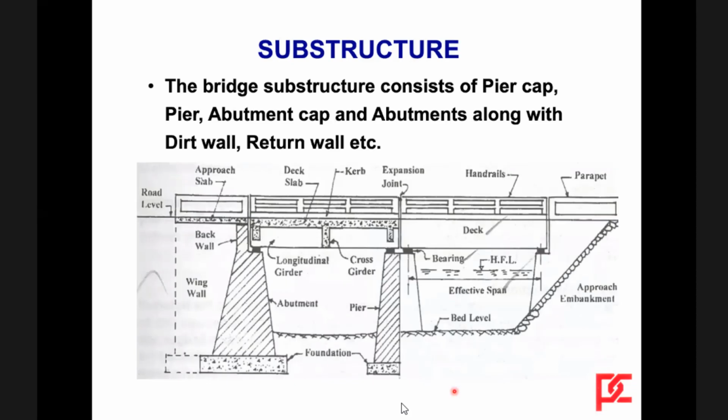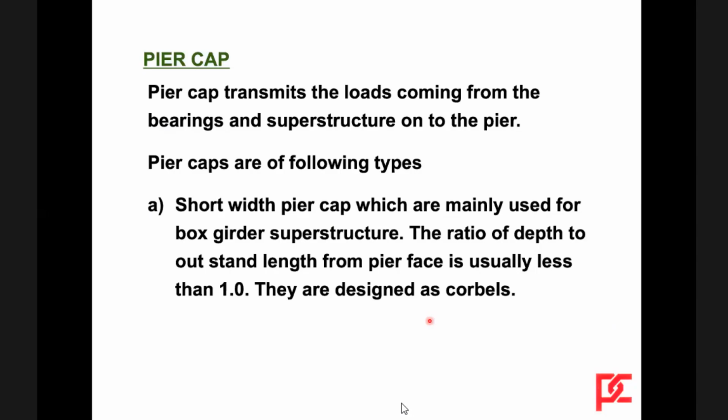Then from the foundation, now we come to the substructure. Bridge substructures consist of pier cap, pier, abutment cap, and abutments, along with dirt wall, return wall, etc. A typical one is shown here, with all these components. Then pier caps, which are a part of the substructure, transmit the loads coming from the bearings and superstructure to the pier. Pier caps are of the following types.